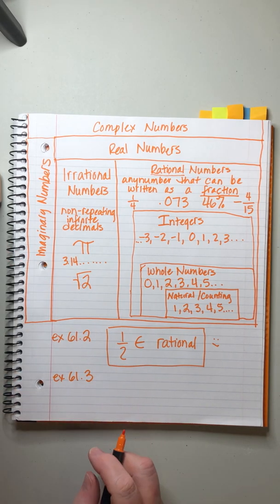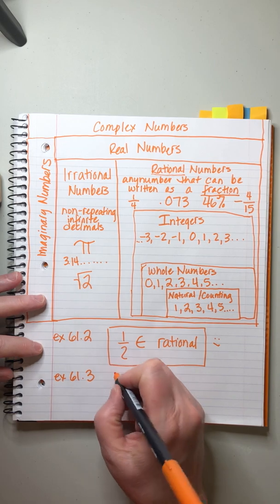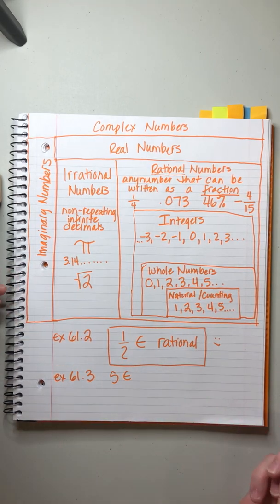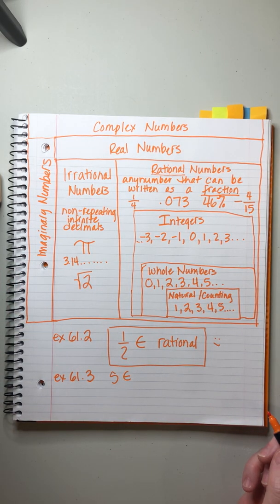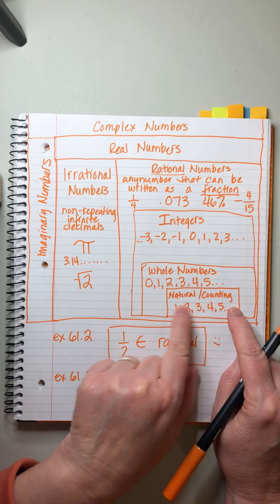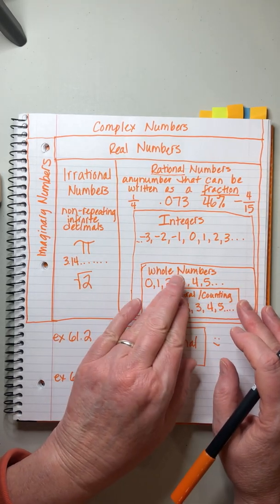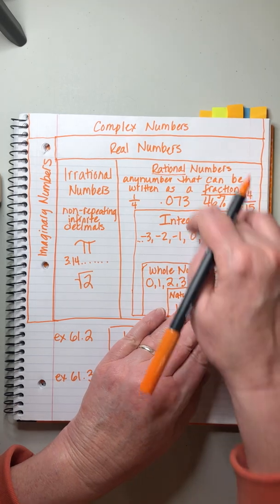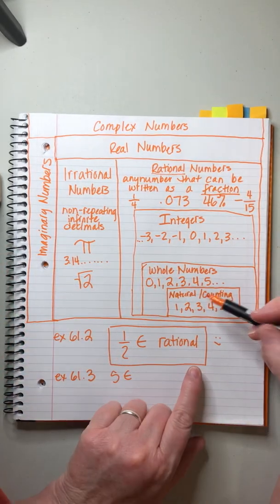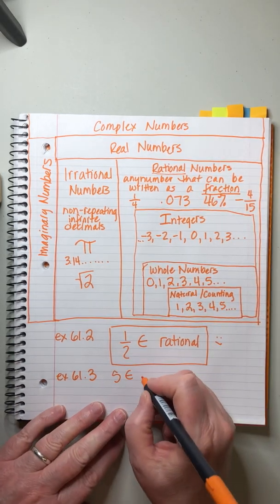61.3. 5 is an element of what numbers? Okay, well, 5 comes all the way down here to the natural numbers, right? And so we know these numbers here, it's kind of like those stacking cups you probably had when you were a little kid, where once it fits inside of this one, it fits inside of all the others, right? So it is a natural, a whole, an integer, and a rational. So we have to write all that down.